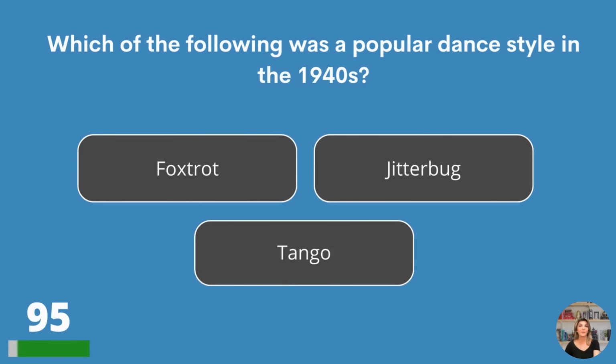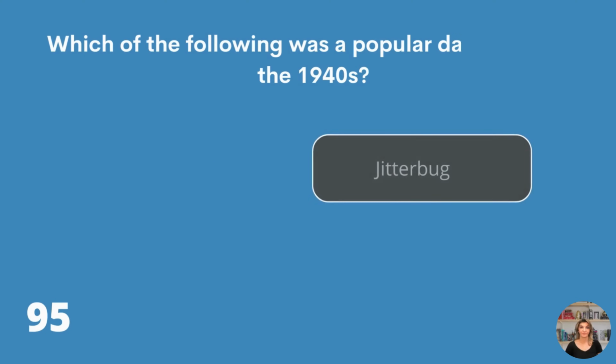Which of the following was a popular dance style in the 1940s? Foxtrot, Jitterbug, or the tango? The Jitterbug.